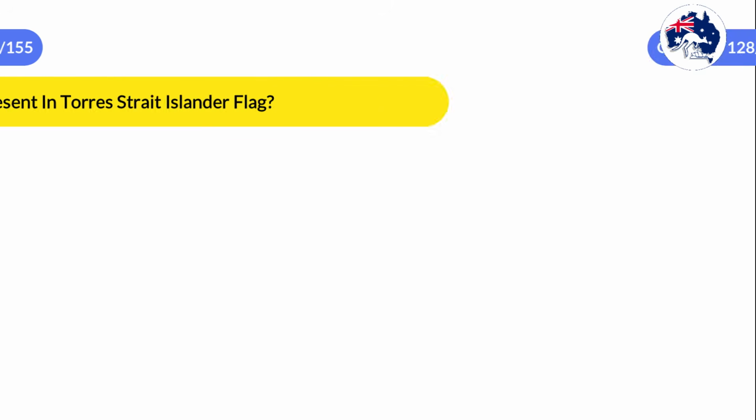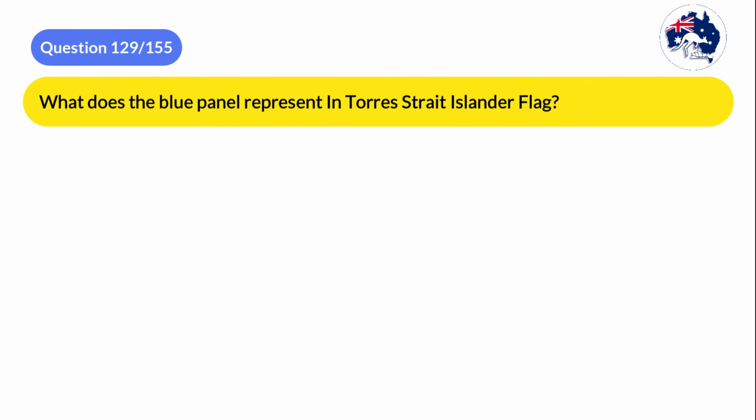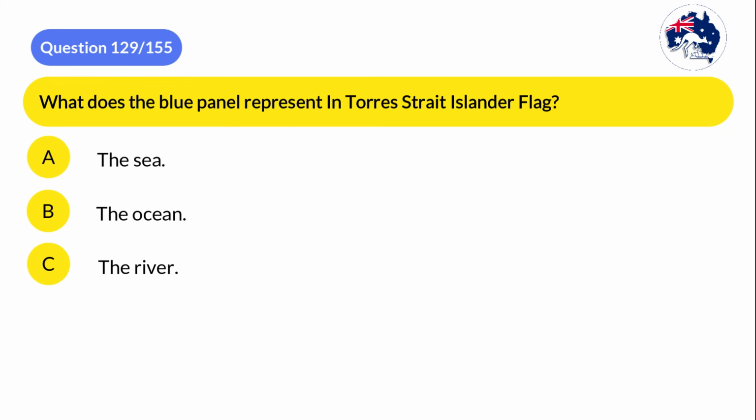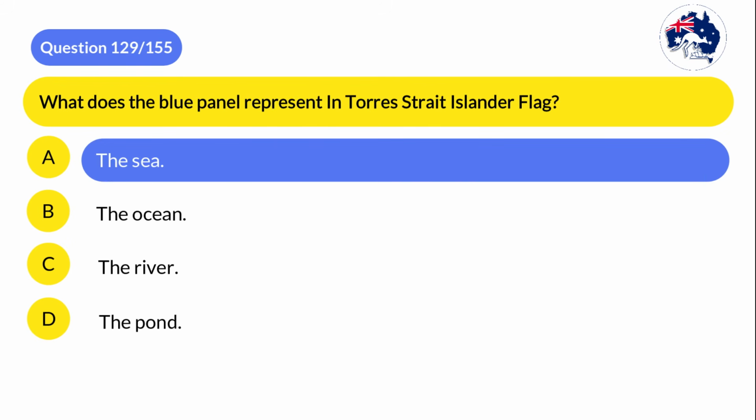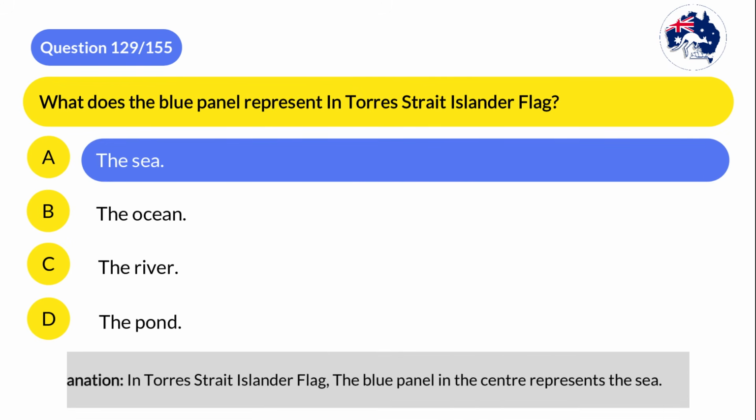Question 129. What does the blue panel represent in Torres Strait Islander flag? A. The sea. B. The ocean. C. The river. D. The pond. The correct answer is A. The sea. Explanation: in Torres Strait Islander flag, the blue panel in the center represents the sea.